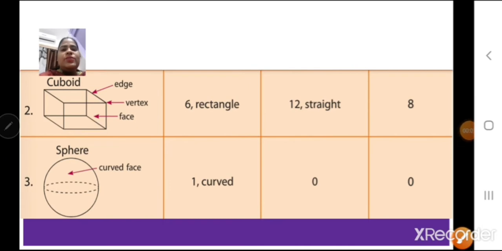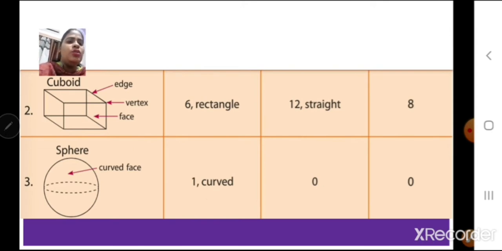Children, next we have sphere. Now sphere is round in shape, like a ball. So it has a curved face. It has only one face, it doesn't have any edges, it is just curved. So there is only one face of a sphere.